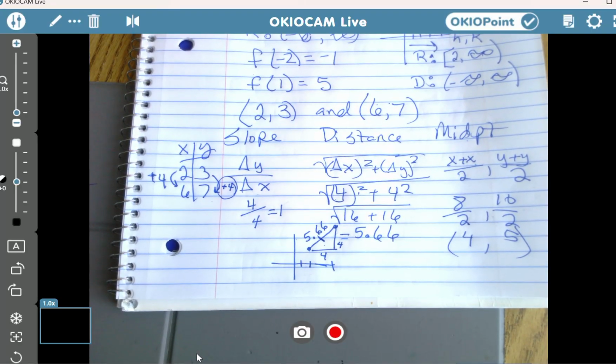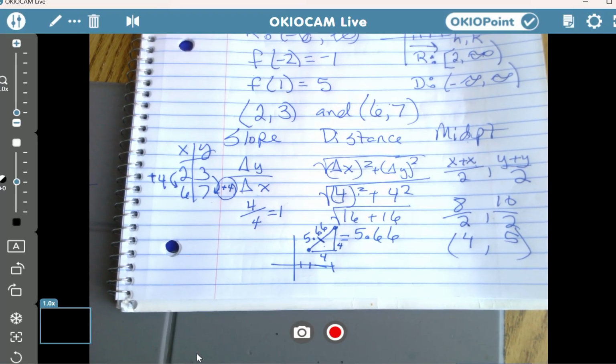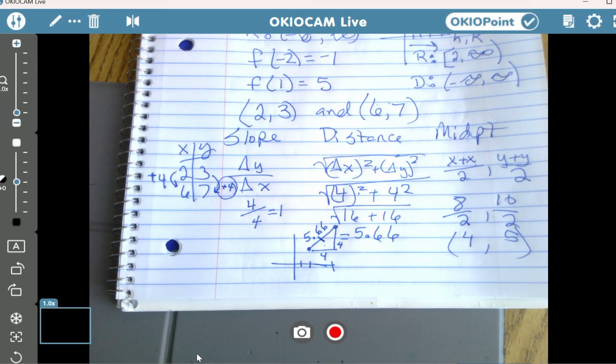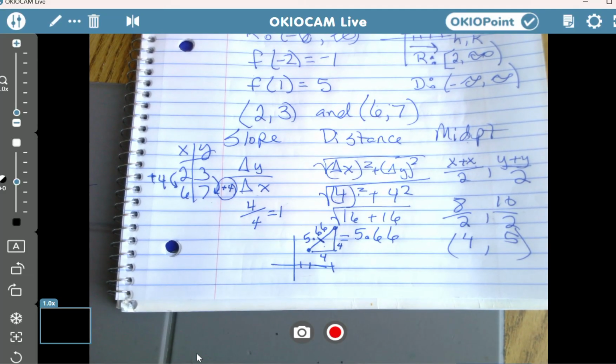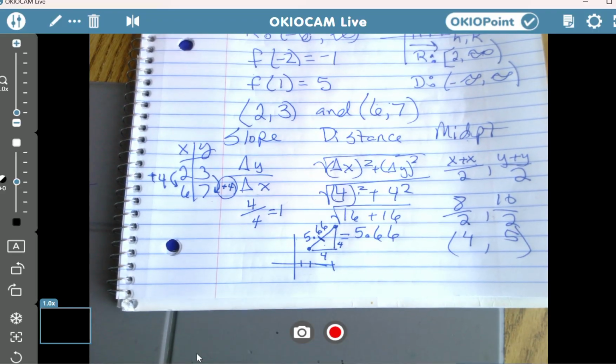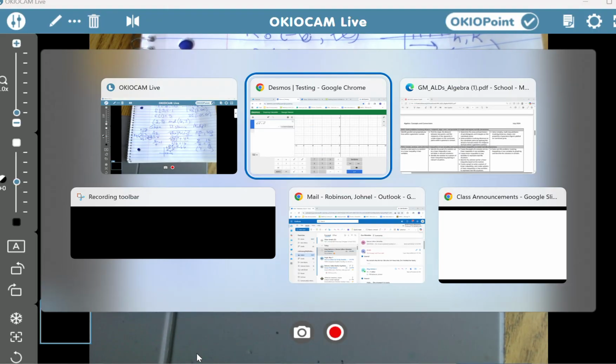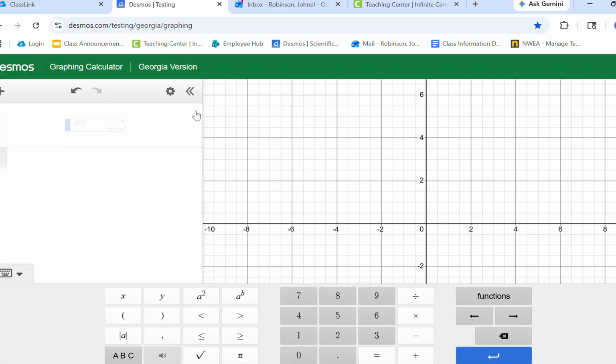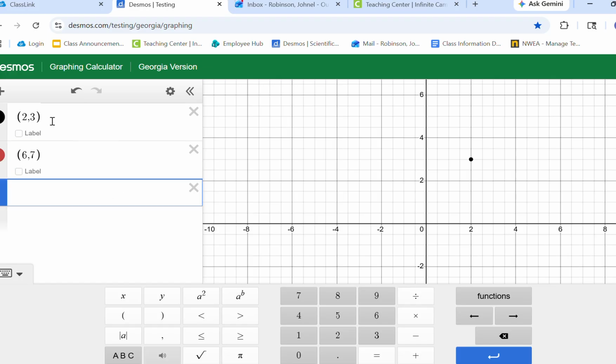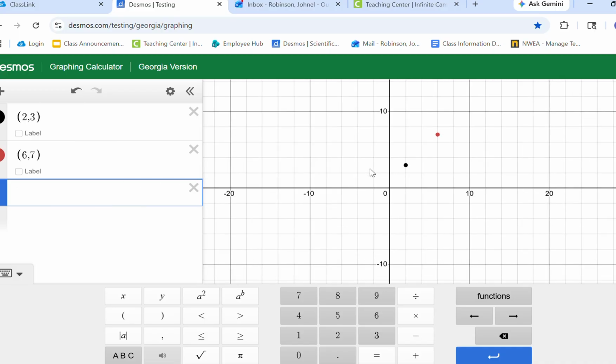You can verify that using Desmos and putting it in as an ordered pair. I'm going to show you how we do that. Alright, so the ordered pairs are 2, 3, and 6, 7. If I come over here to Desmos, I'm going to close this, and I'm going to type in 2, 3, and I'm going to type in 6, 7. I found the distance between these two, I found the slope between them, and I found the midpoint. The midpoint is at 4, 5.